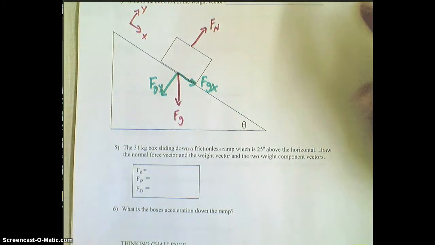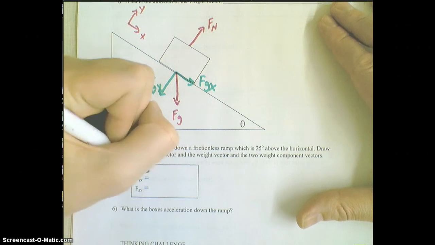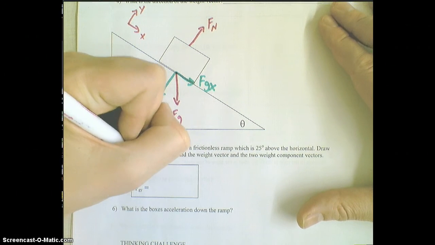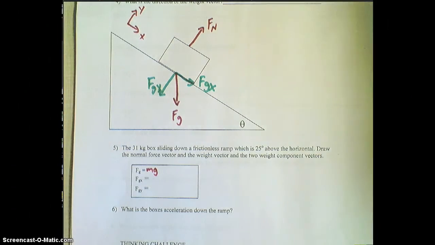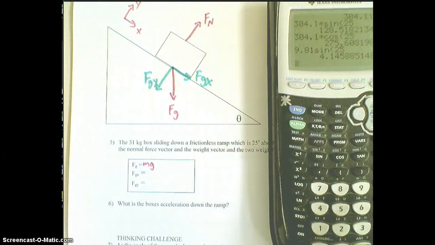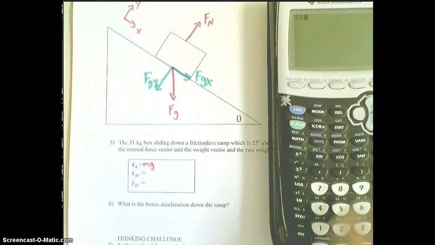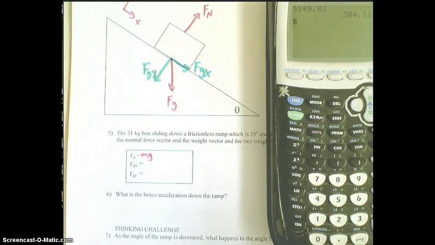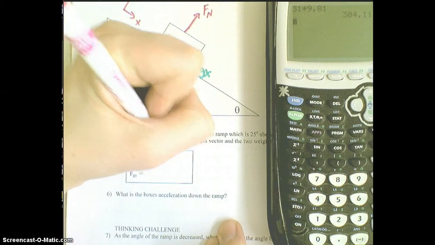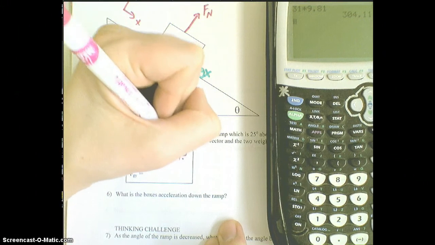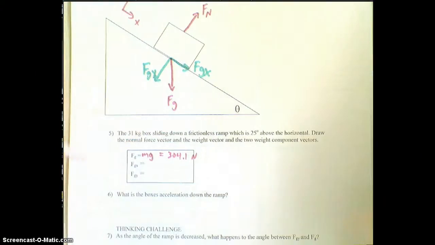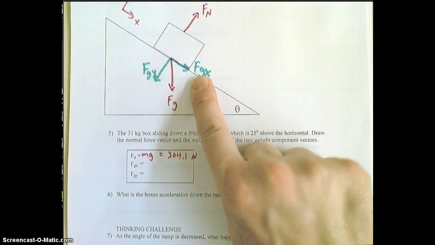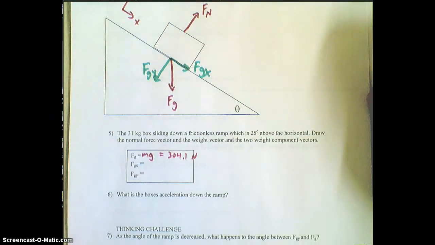Question is, what is the value of Fg? Well, it's mg. Can we put in the numbers? Sure, we can. 31 times 9.81 gives us 304.1 newtons. Fgx, what is the value of Fgx? What is the value of this component right here?